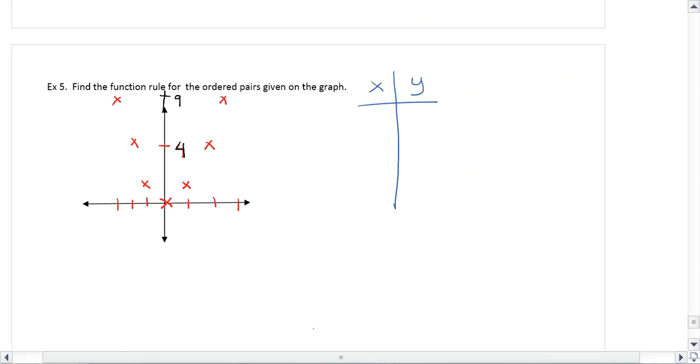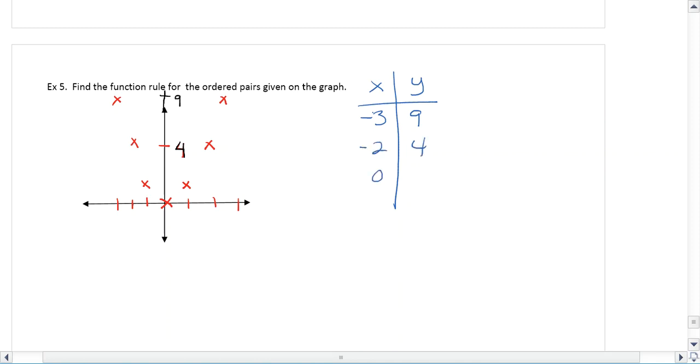All right, once again, I did my best to show you the ordered pairs on this graph. They want us again to find the function rule. So let's pull the ordered pairs off. Here at -3, I'm all the way up at 9. So -3 maps to 9. -2 here is up at +4.